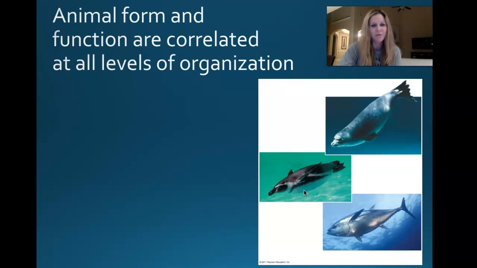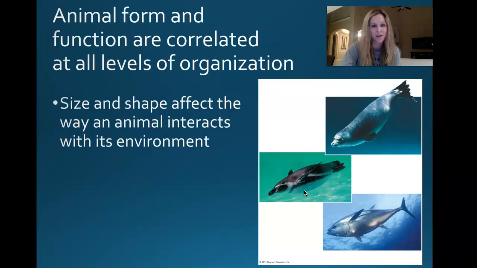And so animal form and function are correlated at all levels of organization, from cells to tissues to organ systems to shapes. Size and shape affect the way the animal interacts with its environment. So you notice here all of these torpedo-shaped animals. We've discussed torpedo-shaped animals before, and the topic that we put that under was convergent evolution. We have a fish and a penguin, and they both have a torpedo shape. We also know that dolphins have a torpedo shape.